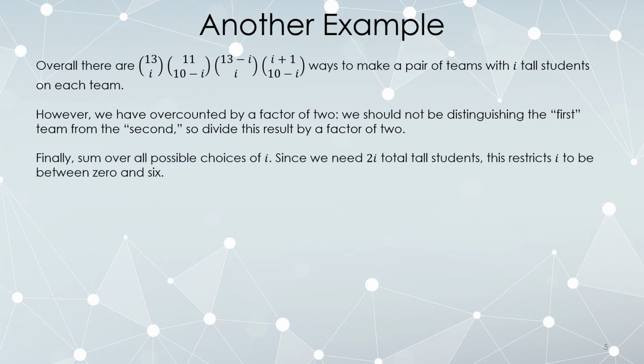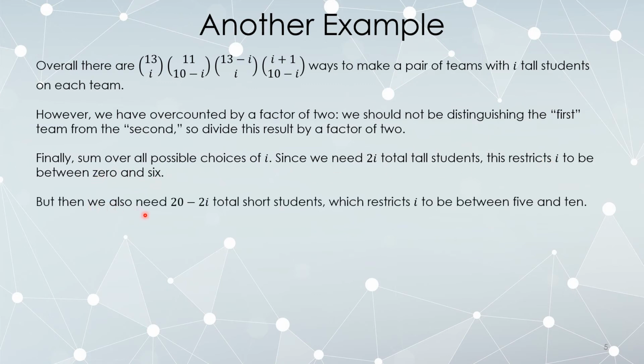Also, we had I being the number of tall students. Since I tall students go into each team, there are 2I tall students altogether. There were only 13 tall students in the class. So if I need to use 2I tall students, I can't have I be larger than 6. If I tried to put 7 tall students into each team, I would need 14 of them total, and I don't have 14 tall students. So I can only go between 0 and 6.